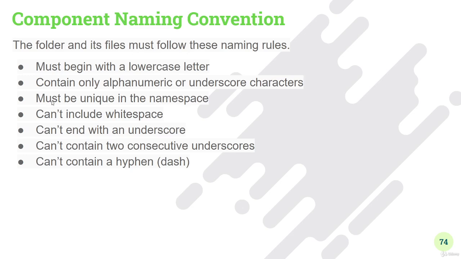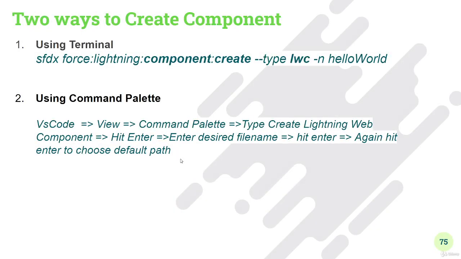So now we know the naming conventions. Let's see what are the ways to create a component. Going forward, for creating everything we have two ways. Either we go with the terminal, write the command and do the job, or use the command palette, that is the plugin that we install. Just go with the user interface and do it.